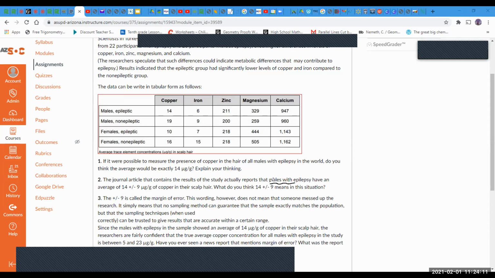The journal article contains the result of a study and actually reports that males with epilepsy have an average of 14 plus or minus 9 mu g per g. Mu g per g is micrograms per gram of copper. So the question is, what do you think this plus or minus 9 means? 14 is a fairly close value because we already justified that in question number 1. And what does this plus or minus 9 represent in this situation?